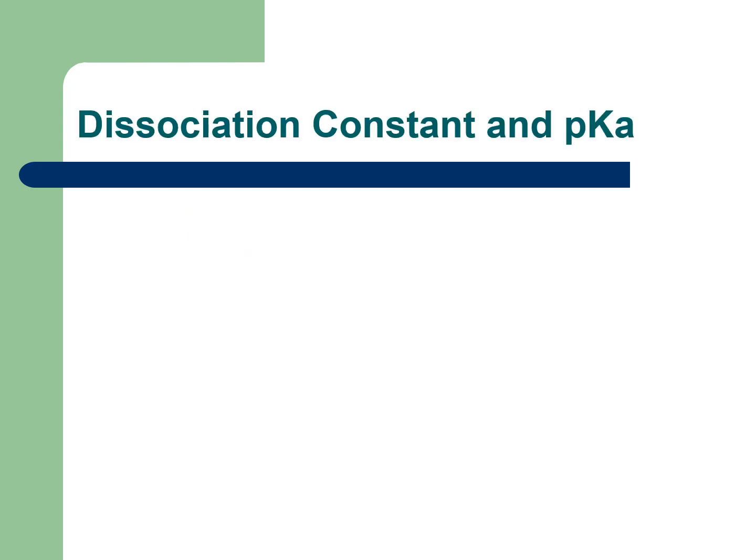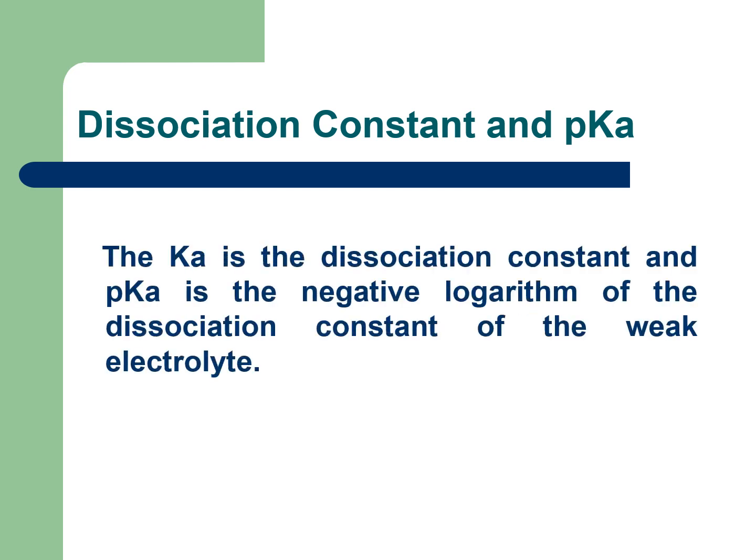Now, a few terminologies. Number one is dissociation constant and pKa. So how do we define Ka? It's the dissociation constant, and pKa is the negative logarithm of the dissociation constant of a weak electrolyte, whether it is an acid or a base. So remember one thing, when a drug has to be absorbed, you have to see the pH of the absorbing surface or the medium, and for the drug, you have to see the pKa.